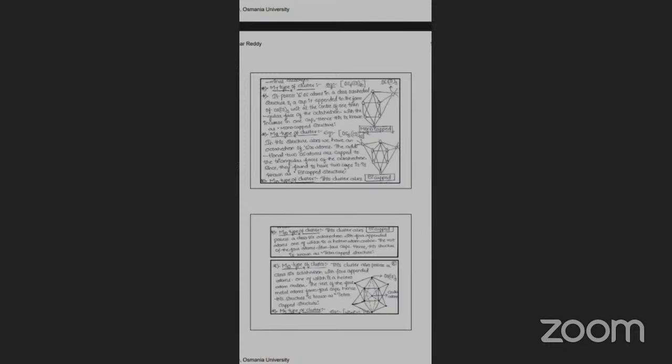Here, two types of bonds are there in these clusters. You can observe in all clusters that two types of bonds are there. One is the metal-metal bond, and another one is the metal-CO bond. So metal-metal bond is there, and at the same time the metal-CO bond also is there.